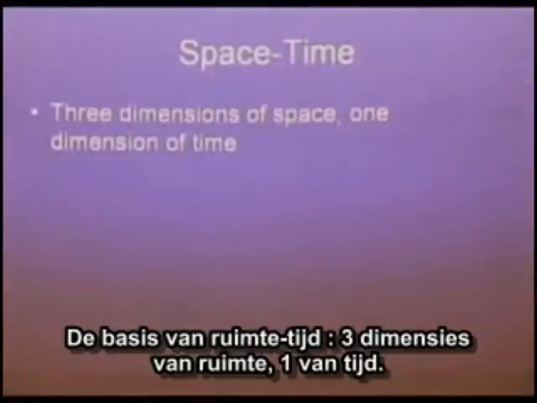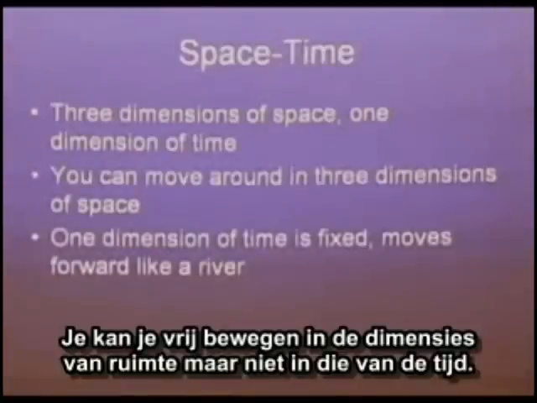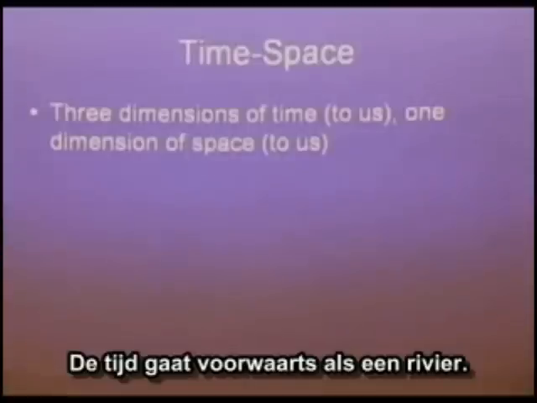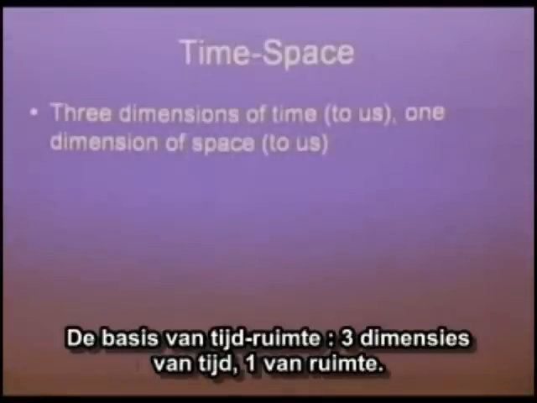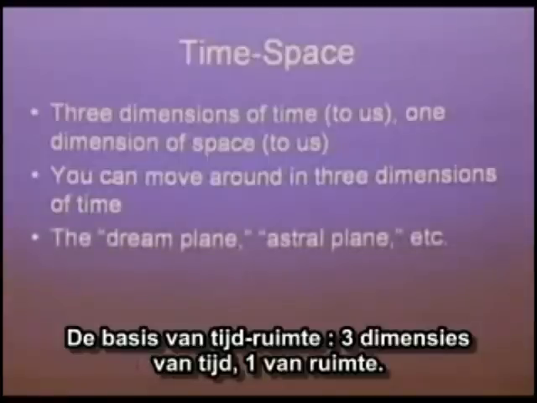So here's the basics of it again. Three dimensions of space and one dimension of time. You can move around in space, but you're fixed in time. It's moving forward like a river. When you go into time-space, what we would think of as time is now three-dimensional, and what we would think of as space is now one-dimensional. You actually move around in three dimensions of time.